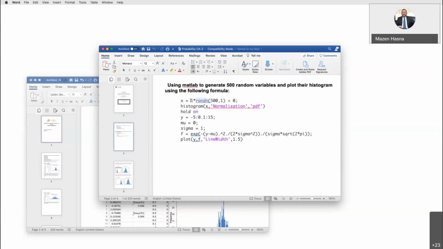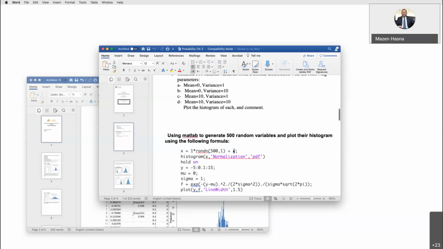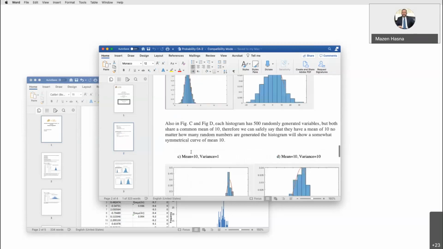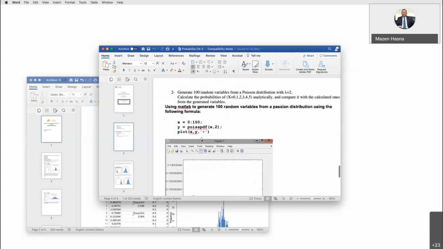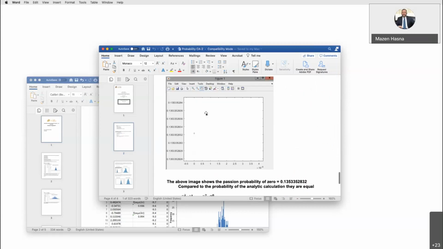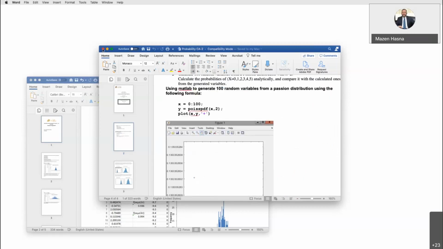And of course here you multiply by the standard deviation, and if you want to change the mean, you just shift it. How do you shift it? You just add whatever. If I ask for a mean of 10, you just add 10. If I ask for a variance of 1, you multiply by 1. Variance of 10, you multiply by the square root of 10. And that's it. You just generate your figure. Poisson, this is Poisson, and so on. So this is one way of doing it using MATLAB.